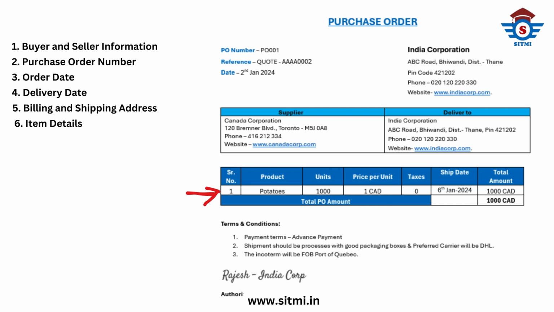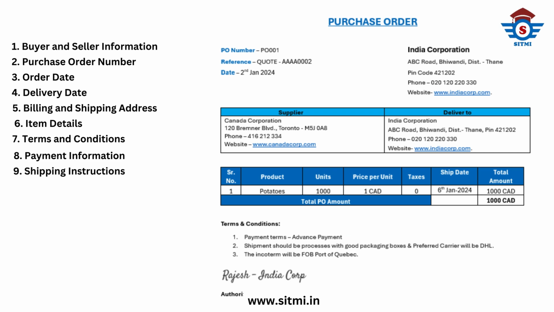Terms and conditions, which is the seventh point. Any specific terms and conditions agreed upon by both parties, such as payment terms, shipping terms, warranties, return policies, and other contractual obligations. The eighth point is payment information. Details regarding payment methods, payment terms, for example net 30 days, currency, and any applicable tax or fees. Here payment is advance payment.